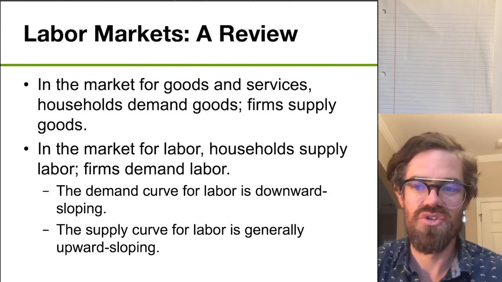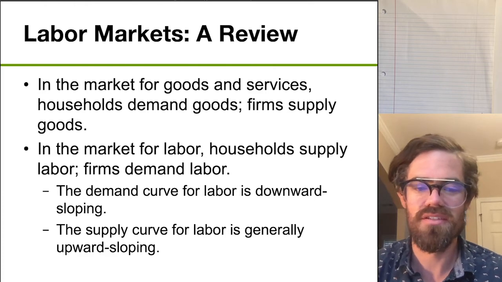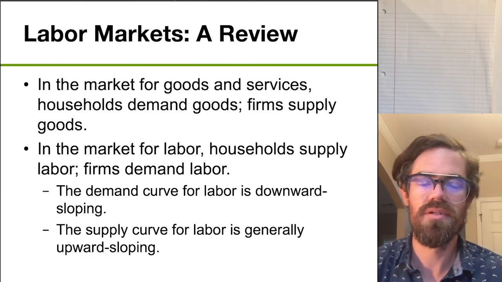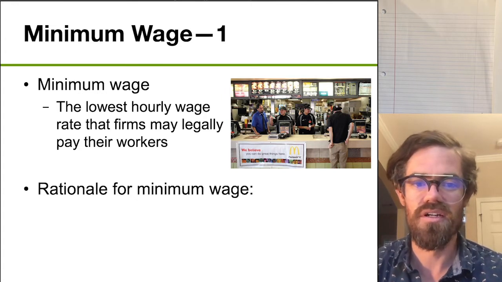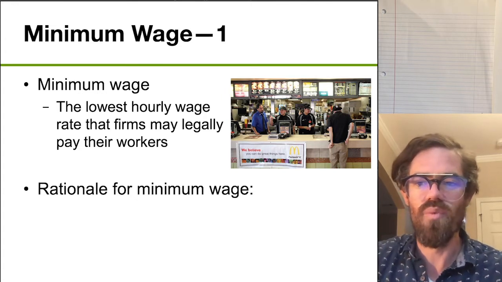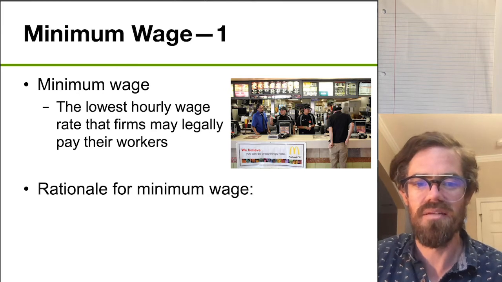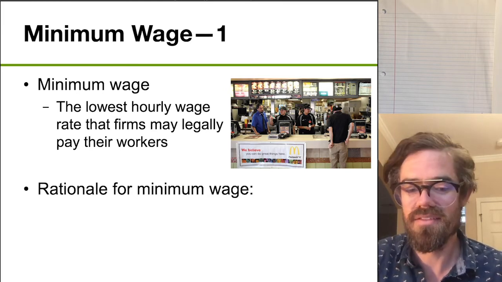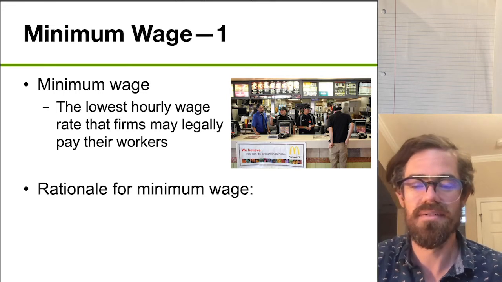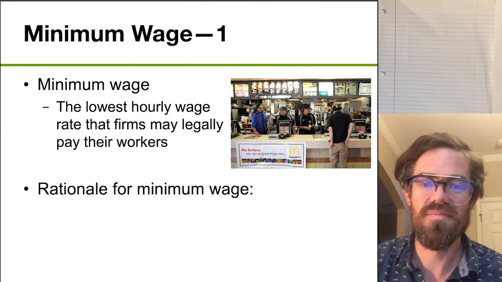And we have our usual demand and supply conditions, right? Demand for labor is downward sloping and supply for labor is upward sloping. But minimum wage, the lowest hourly wage that can be legally paid to a worker, is a hot topic issue. It's a very contentious political issue, right?